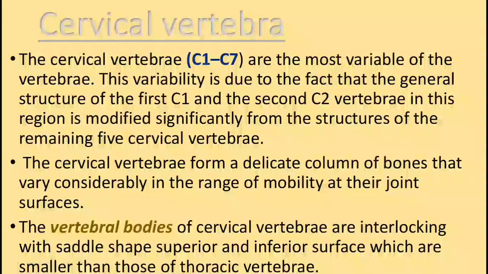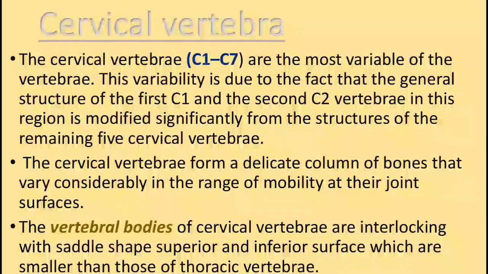Cervical vertebrae. The cervical vertebrae from C1 through C7 are the most variable of the vertebrae. This variability is due to the fact that the general structures of the first C1 and the second C2 vertebrae in this region are modified significantly from the structures of the remaining 5 cervical vertebrae. So C1, which is the atlas, we shall check on that later. C2, which is the axis, has different structures as compared with the rest.